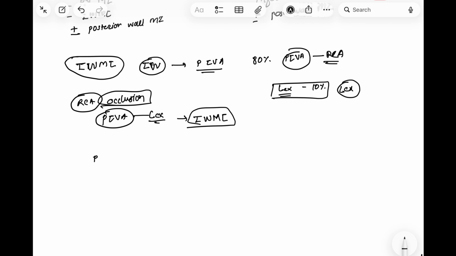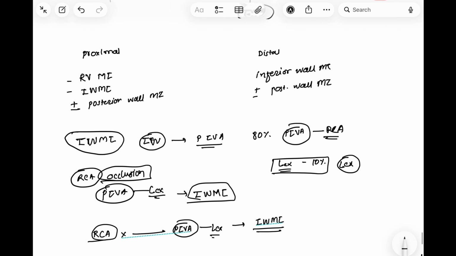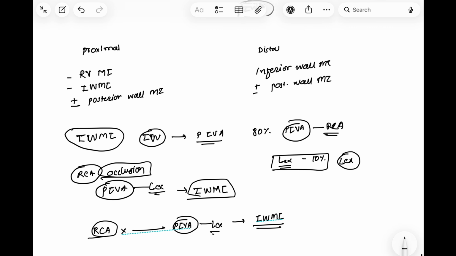Suppose you get a question in which they are saying that there is an RCA occlusion, and the posterior interventricular artery is from LCX. So they will ask you which is not a characteristic of the wall MI in this particular condition. In this, it will not be inferior wall MI, since it is being supplied by LCX. So with RCA occlusion and a non-dominant posterior interventricular artery, we will be getting only right ventricular MI or posterior wall MI, and inferior wall MI will be absent.